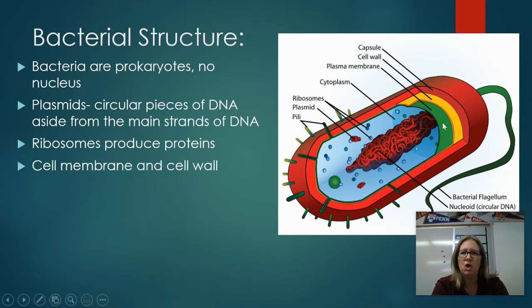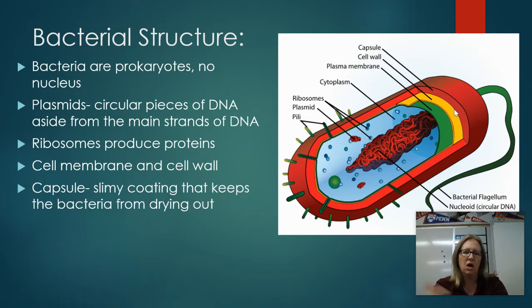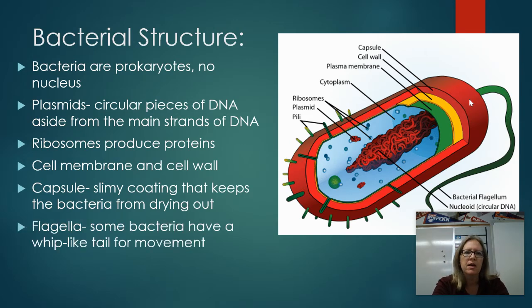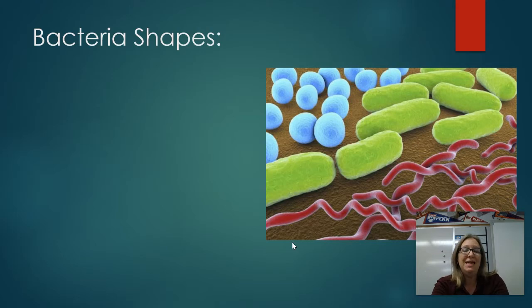There are several coats to the structure of a bacteria. Like plants, a bacteria has a cell membrane and a cell wall, but then there's this capsule on the outside that's just a slimy coating that prevents the bacteria from drying out. It's just an extra layer of protection, okay? And then some bacteria, not all, have this little tail thing coming off of it. It's called a flagella or flagellum, plural and singular. Some have that, and it just whips around like a tail, and it allows the bacteria to move wherever it wants, okay?